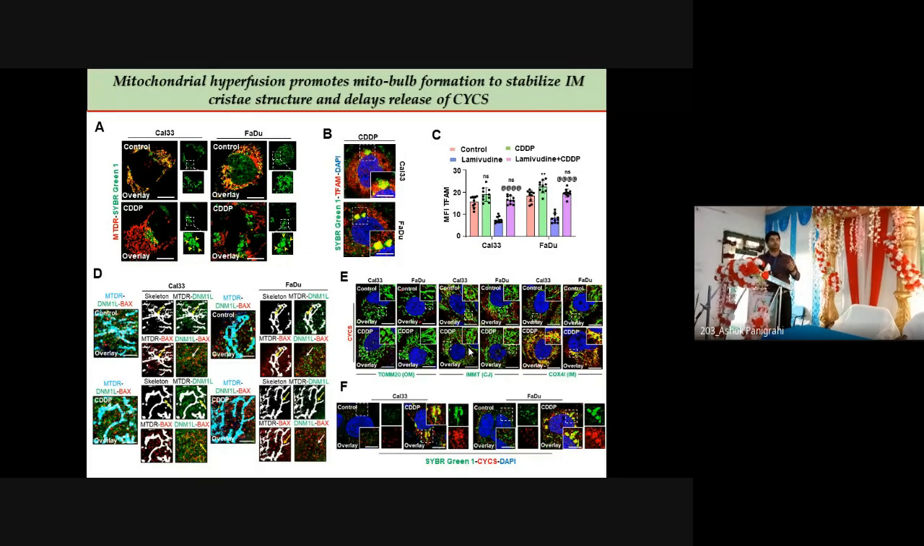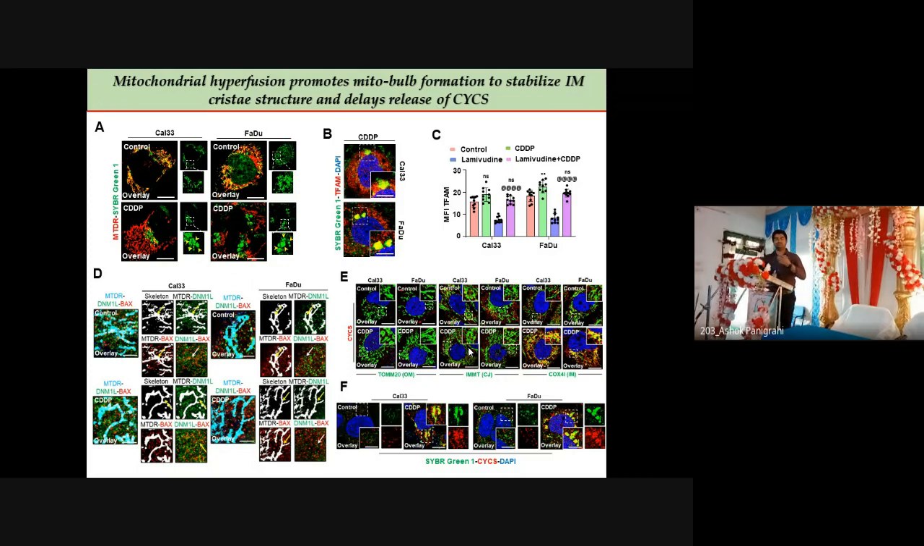But in the mitobulb formation, we colocalized with TFAM, which is a mitochondrial DNA transcription factor, and we found that the mitochondrial DNA is entrapped inside the mitobulb. The mitobulb is so consistent with the mitochondrial DNA that when the mitochondrial DNA synthesis inhibitor is given, it is downregulated. It is not degraded. Further, we marked the site where the mitochondrial fission would occur and found that there is no mitochondrial fission when there is mitobulb-like formation.